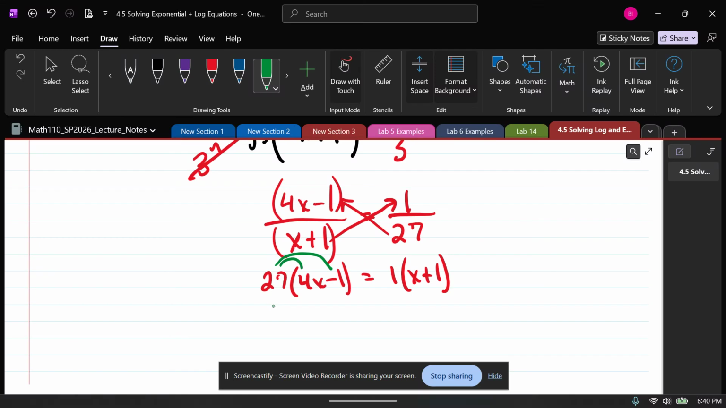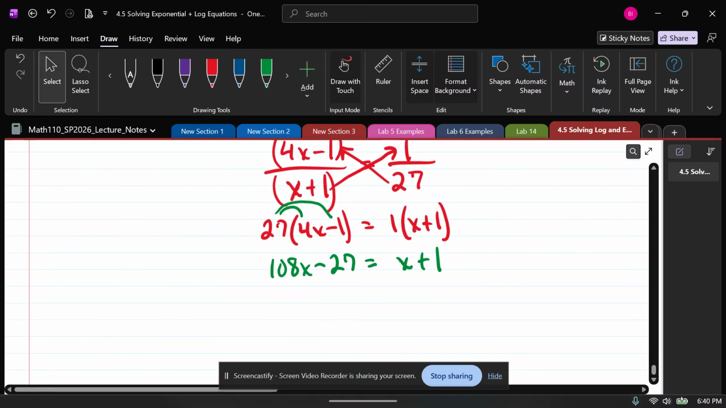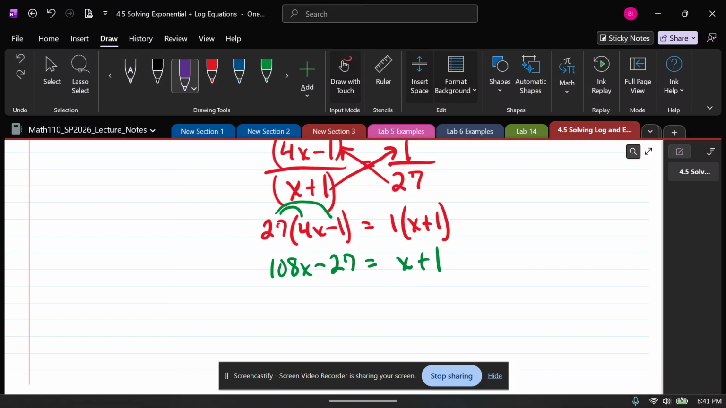27 times 4 would be 80 plus 28 is 108x minus 27. And that's just x plus 1. Now, how do we solve that one? Subtract x and then add the 27 over. So I'm going to change colors there. Subtract x, add the 27. So it'd be 107x equals 28.